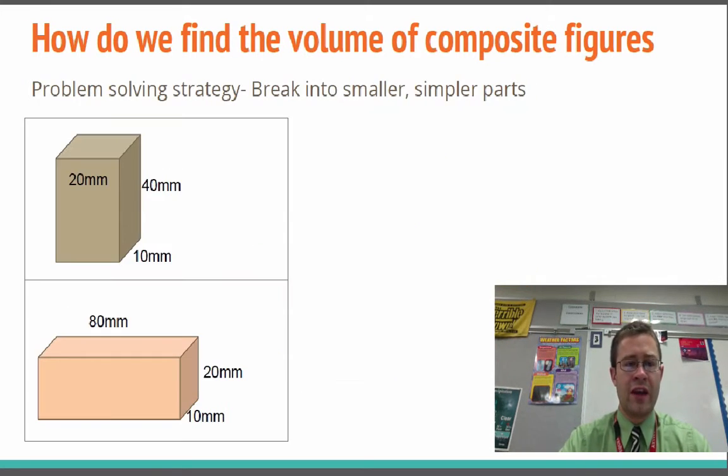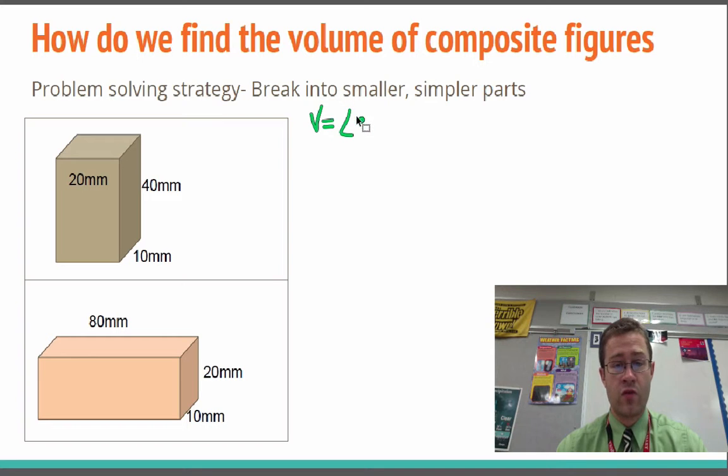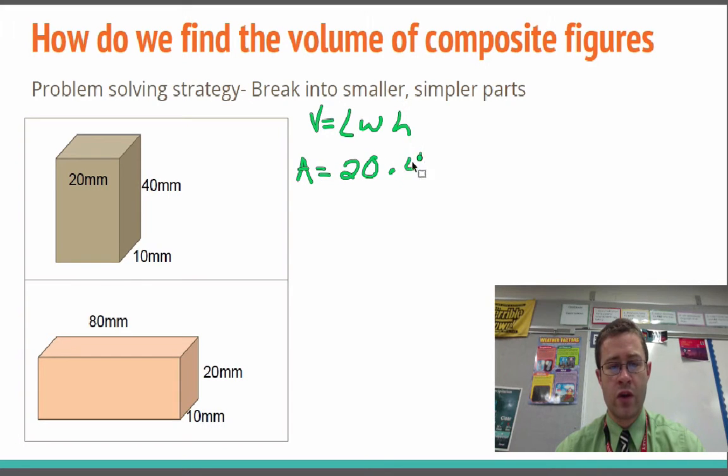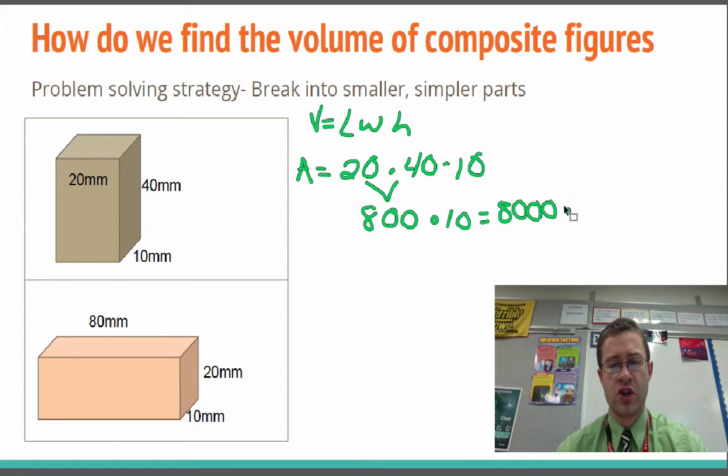Now we're going to calculate the volume of all those figures put together. So we're going to take our volume formula equals length, width, height, and we're going to do this for A. So we have 20 times 40 times 10. Order doesn't matter in multiplication. So now we've got 40 times 20, and that's going to give us 800 times 10 is going to equal 8,000 millimeters cubed. Important to remember that unit.